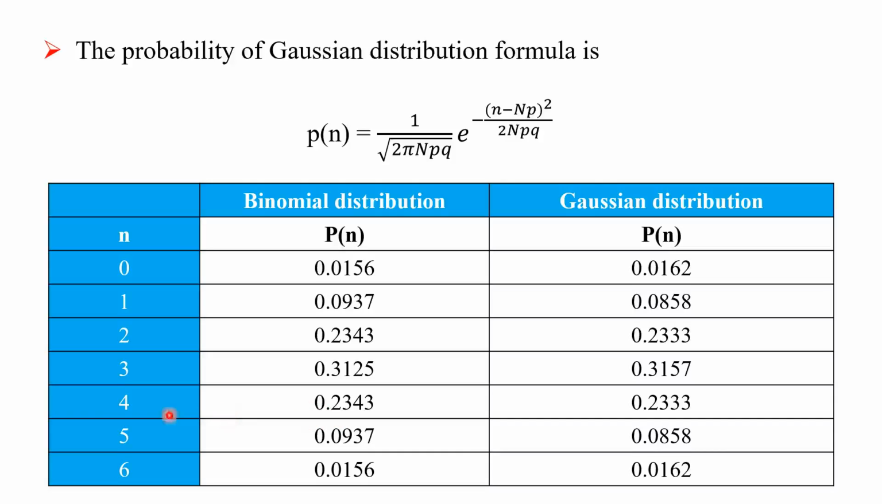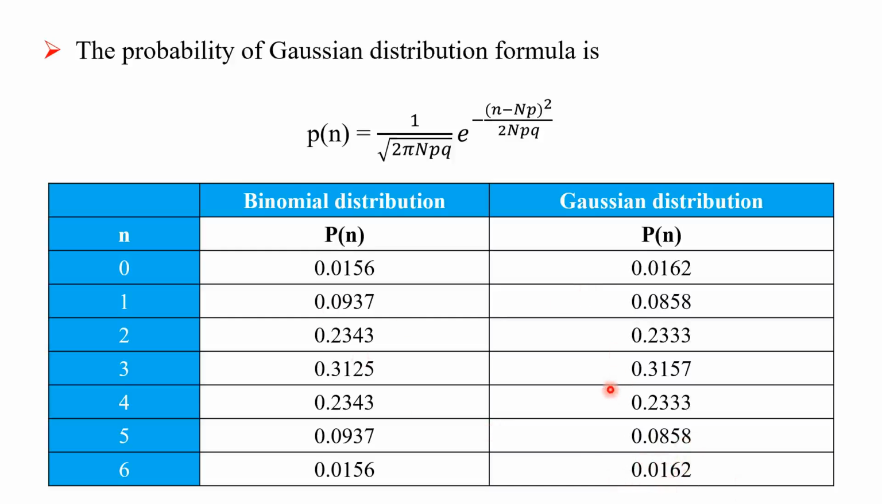For n is equal to 4, the binomial distribution value is 0.2343, similar to the n is equal to 2 value, so the curve is symmetric. These two values are near the peak, and the curve falls in the downward direction. For n is equal to 4, the Gaussian distribution value is 0.2333. For n is equal to 5, the binomial value is 0.0937 and the Gaussian value is 0.0858. For n is equal to 6, the binomial value is 0.0156 and the Gaussian value is 0.0162.